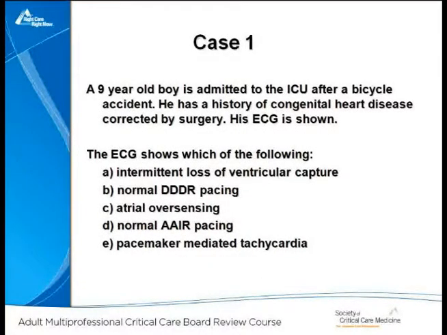Okay, so what we're going to do is these are just standard cases. You'll get a case, you'll get a cardiogram, and you'll get some questions, and then we'll give you some answers. This is almost always just straight ECG interpretation.